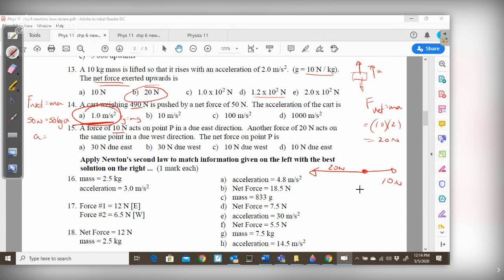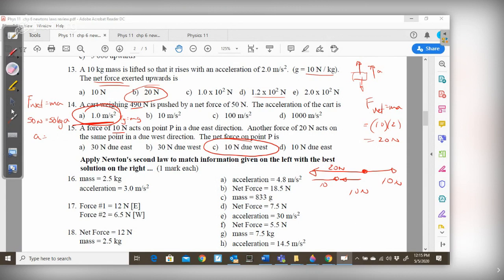The net force on point P is, well, we're going to add these two vectors together. We have 20 plus our 10 in the opposite direction. That's going to be 10 in this direction. That's our resultant. So that's going to be 10 newtons due west.